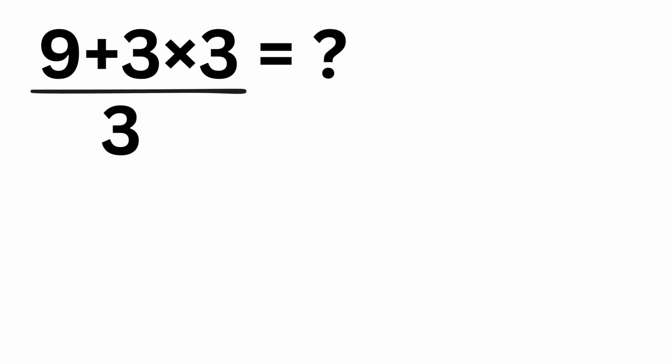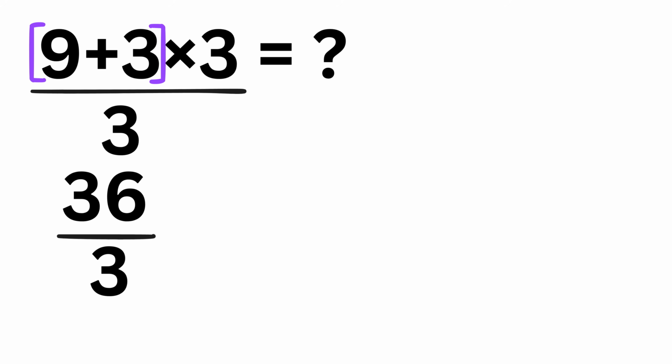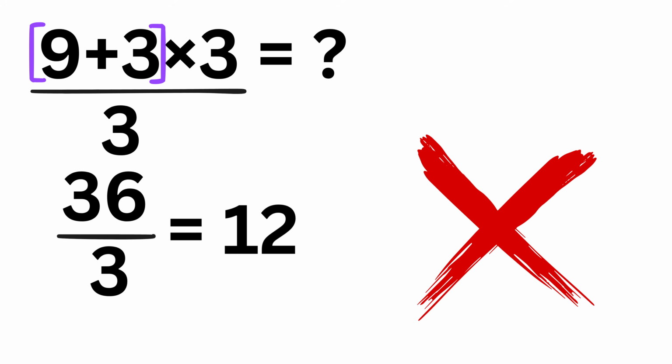9 plus 3 times 3 divided by 3. 9 plus 3 gives us 12, and 12 times 3 is 36. Now, 36 divided by 3 is 12. But this answer is incorrect.